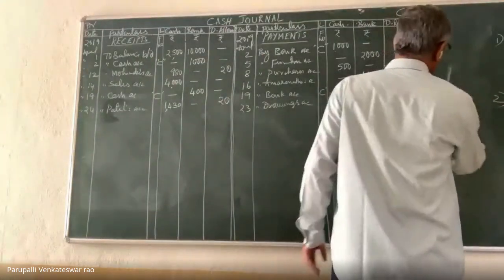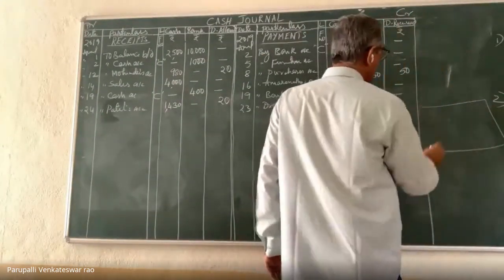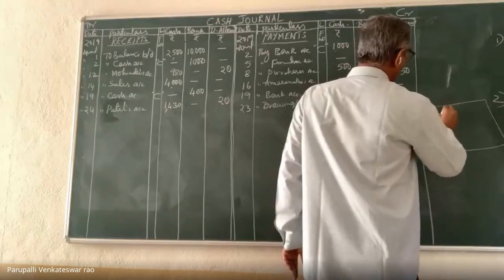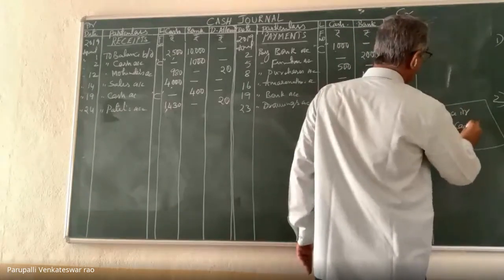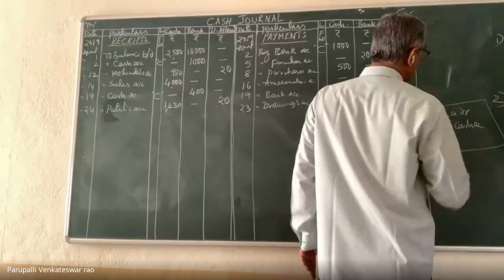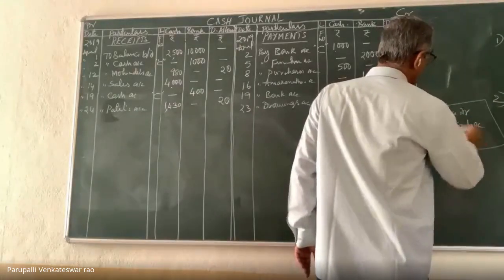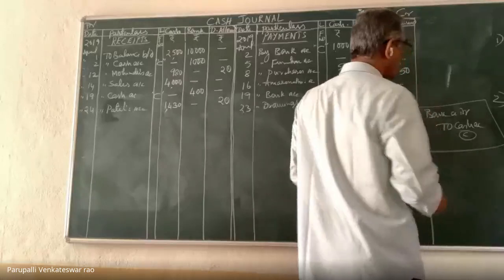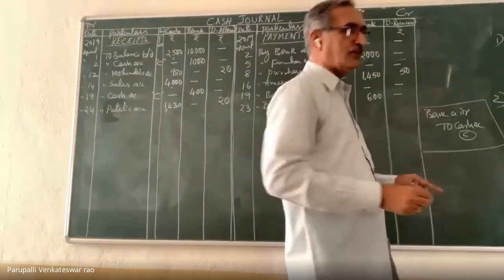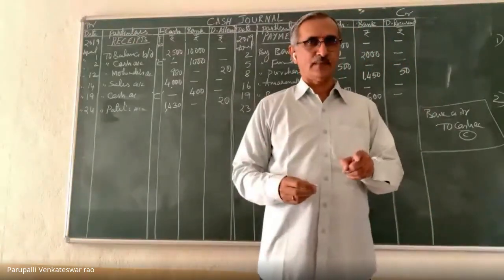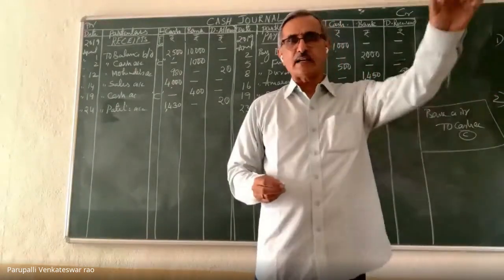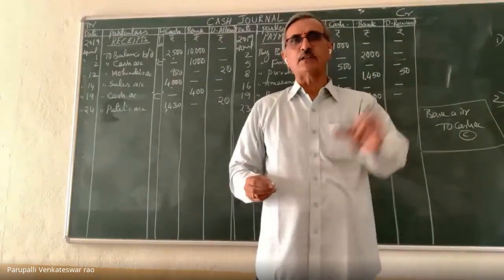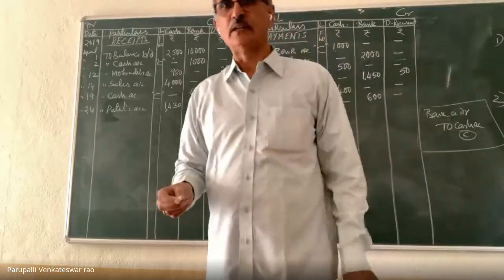The journal entry is bank account debit to cash account. Cash goes out. Cash is nothing but check. It is check. Check goes out. When a check comes in, you treat it as cash coming in. When a check goes out, the same check goes out. When check comes in, cash comes in. Check goes out, cash goes out. So it is a contra.